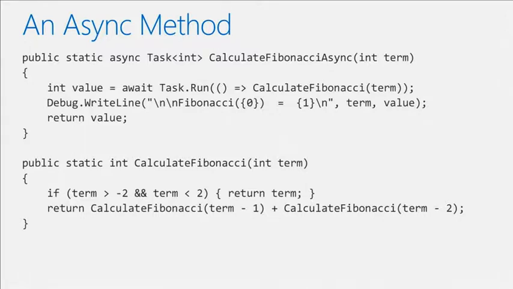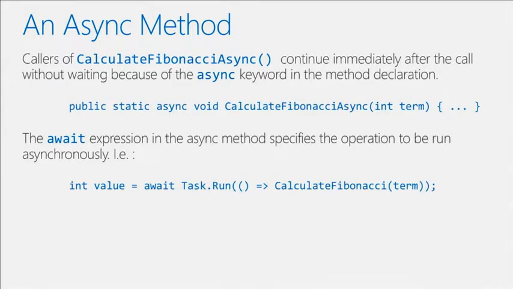So I have this Fibonacci algorithm that's synchronous. It's recursive, but it's synchronous. And I'm just going to wrap it in another method that just calls it asynchronously. And the value will be returned to the method and returned to the calling method through the Result property of the task. And that's basically recapping what I just said. The async keyword makes the CalculateFibonacci async method an asynchronous method, and the await expression specifies the operation to run, which in this case is our lambda that calls CalculateFibonacci synchronously.